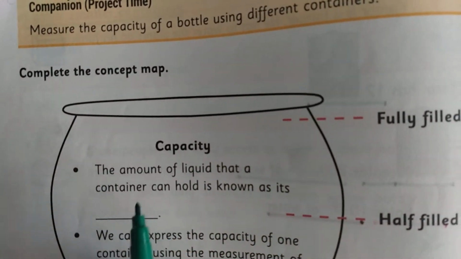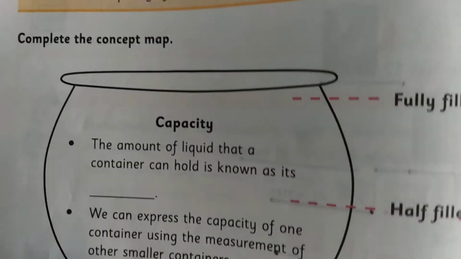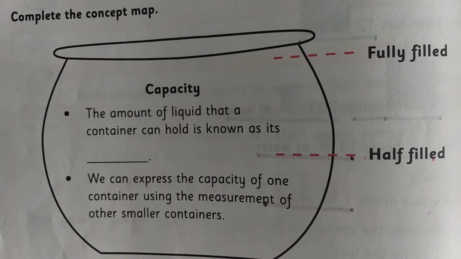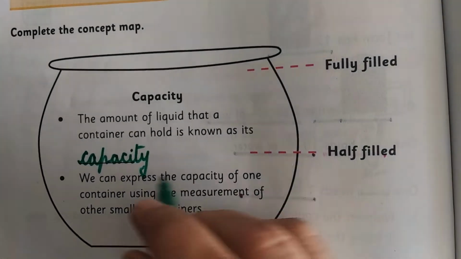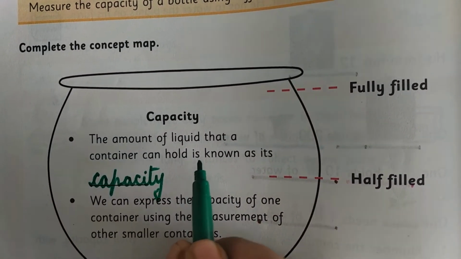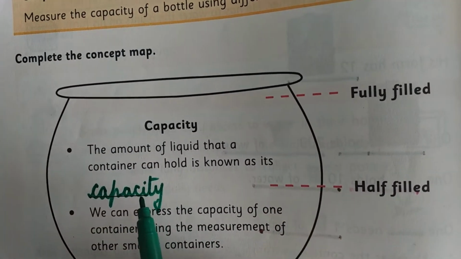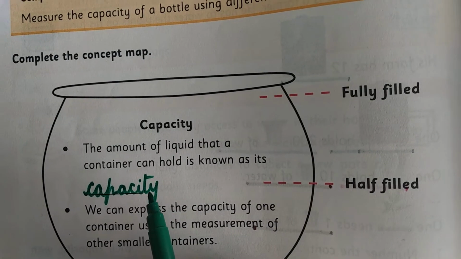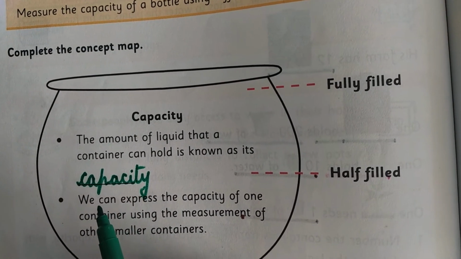Okay, so you want to write here. What is meant by capacity? The amount of liquid that a container can hold is known as its capacity. Now see here next, what is the second point?